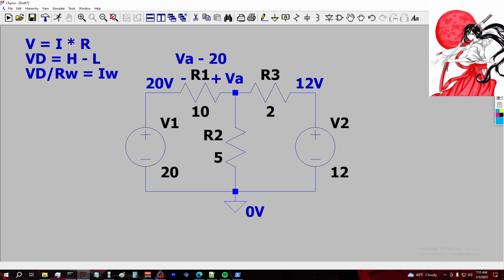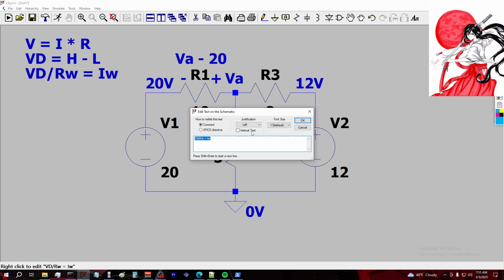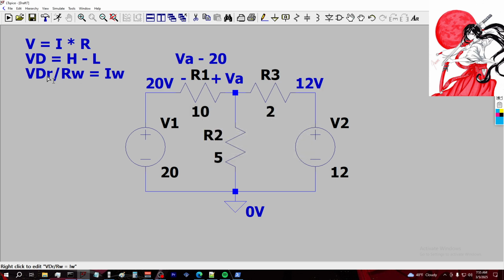So the voltage difference divided by, we'll call this VDR too. VDR for voltage difference across the resistor. So we have the voltage difference across this resistor divided by the resistance of the wire will equal the current of the wire. That's our equation we want to remember. Because using Ohm's law, voltage divided by resistance is going to equal current. But in this case, it's not going to give us the current of the entire circuit. It's going to give us the current of the wire.